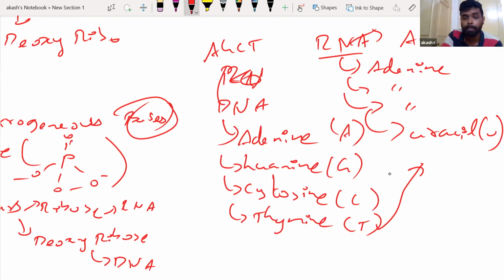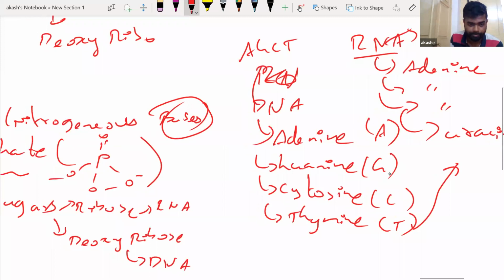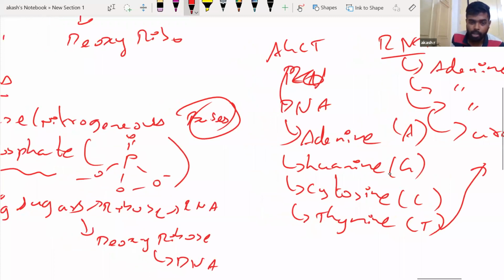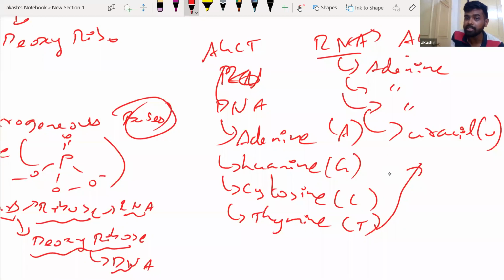So you see, between RNA and DNA there are 2 differences. One is in the sugar: RNA uses ribose and DNA uses deoxyribose. That's the first difference. The second difference is that in RNA you have A, G, C, U, that is adenine, guanine, cytosine, and uracil, but in DNA you have adenine, guanine, cytosine, and thymine. These 2 are the only differences between RNA and DNA. Rest all are the same.